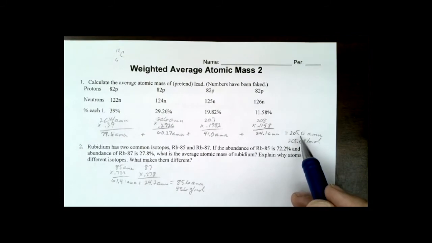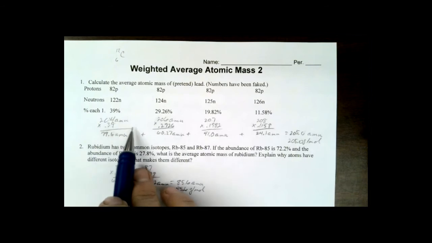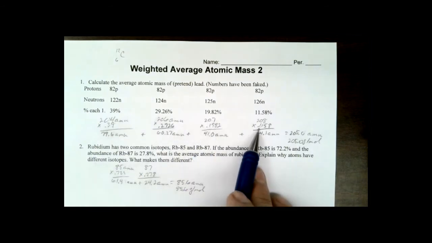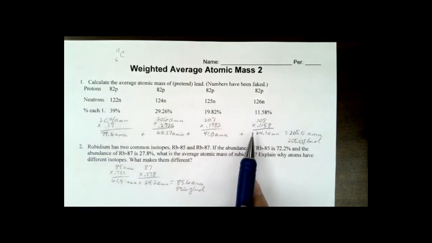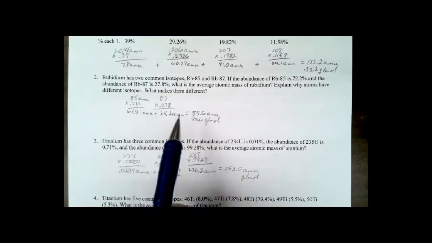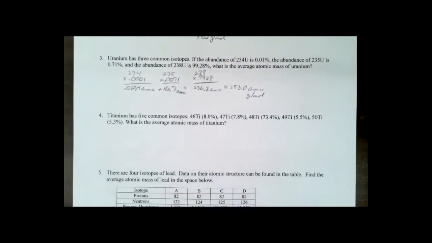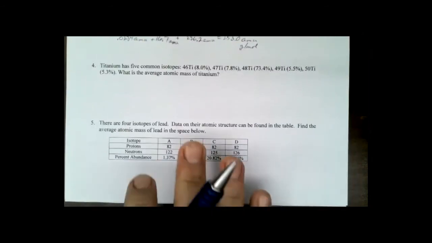This is the weighted average mass, taking into account that these percentages of abundance do not match each other. It is not 25% each. We had to compensate for the different percentages. So then 2 and 3 are basically the same thing. Just practice on those. For honors, I decided maybe we don't need all this practice, so I have skipped ahead.